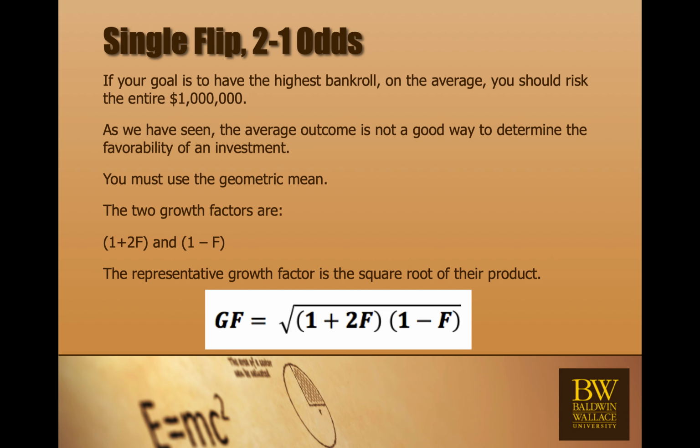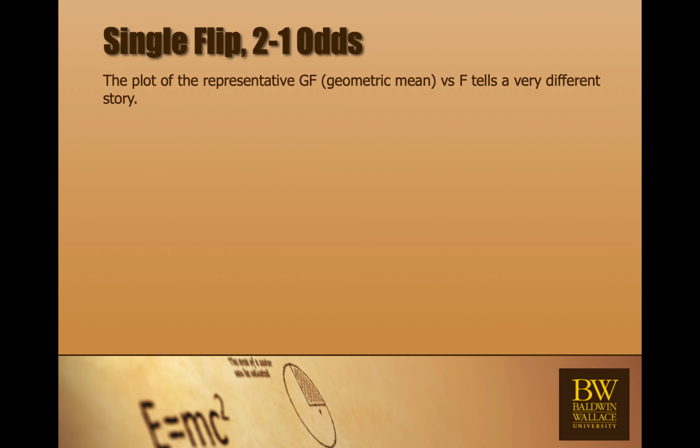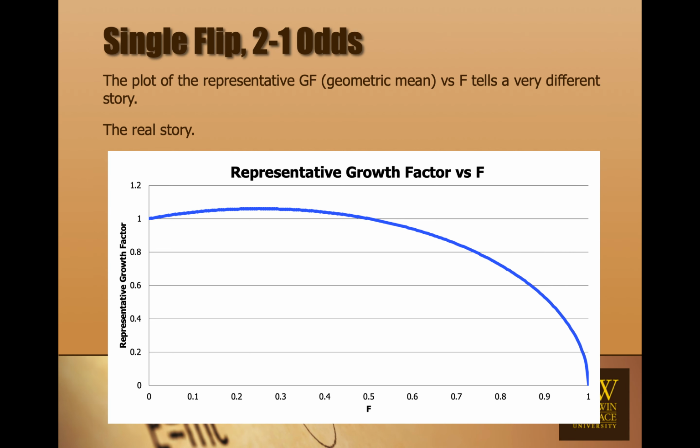If we plot the growth factor versus F, we can plug in some numbers for F. We can plug in 0.1, calculate the growth factor, plug in 0.2, plug in 0.3, and eventually get a plot. And it's very interesting. It tells a very different story than the arithmetic mean. And this is the real story. So here's the representative growth factor versus F. It has a peak. The peak is at 0.25, right there. So the math tells you you should risk 1/4.